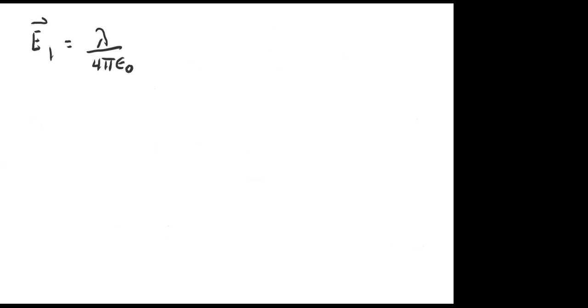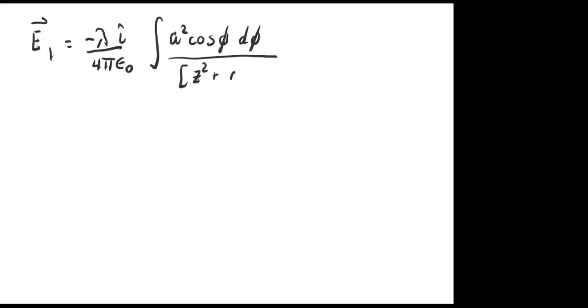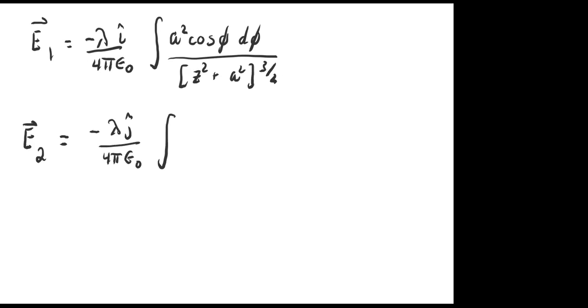The first one is E sub 1, lambda over 4 pi epsilon naught. There's a minus sign, i hat comes outside, and I have a squared cosine phi d phi over z squared plus a squared to the 3/2 power. The second component of the electric field is going to be minus lambda j hat over 4 pi epsilon naught. I will have an a squared sine of phi d phi. The denominator is still the same.